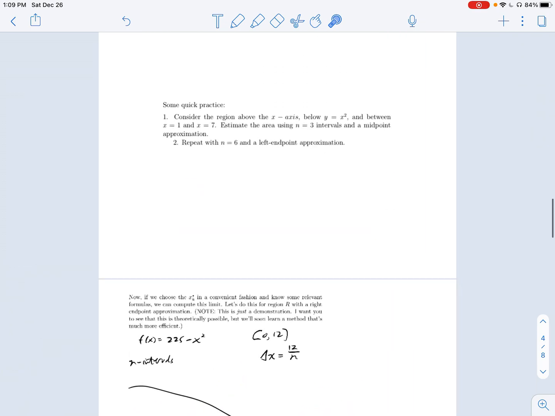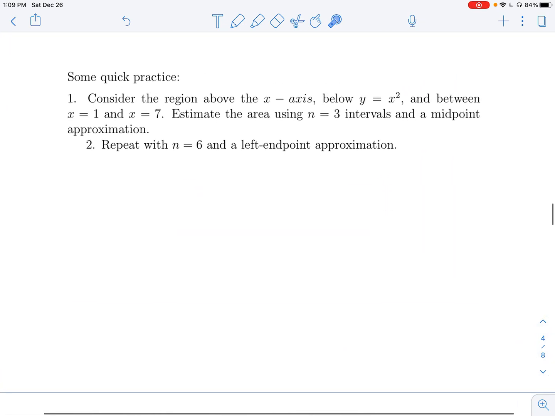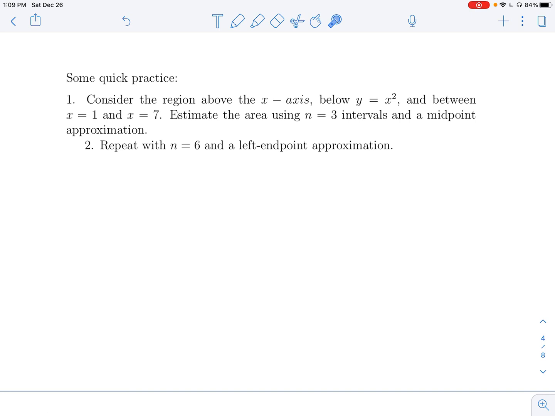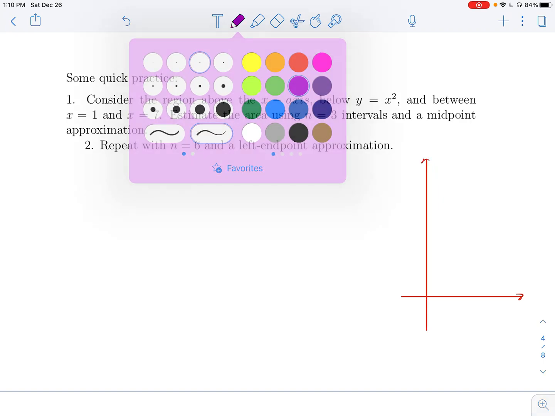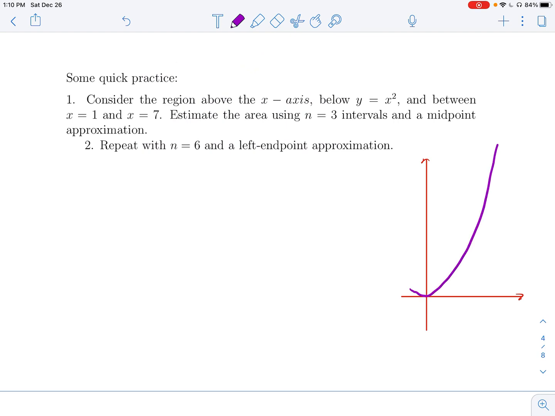So just as some quick practice, here's what I want you to do. Think about the region bounded by the x-axis and below y equals x squared between x equals 1 and x equals 7. So I'll draw a quick schematic. You should be able to draw your own pictures. Sometimes they will be provided, sometimes they will not be provided. So here's y equals x squared. This is just the schematic. Here's 1, here's 7. These are vertical lines. So it's basically this region.